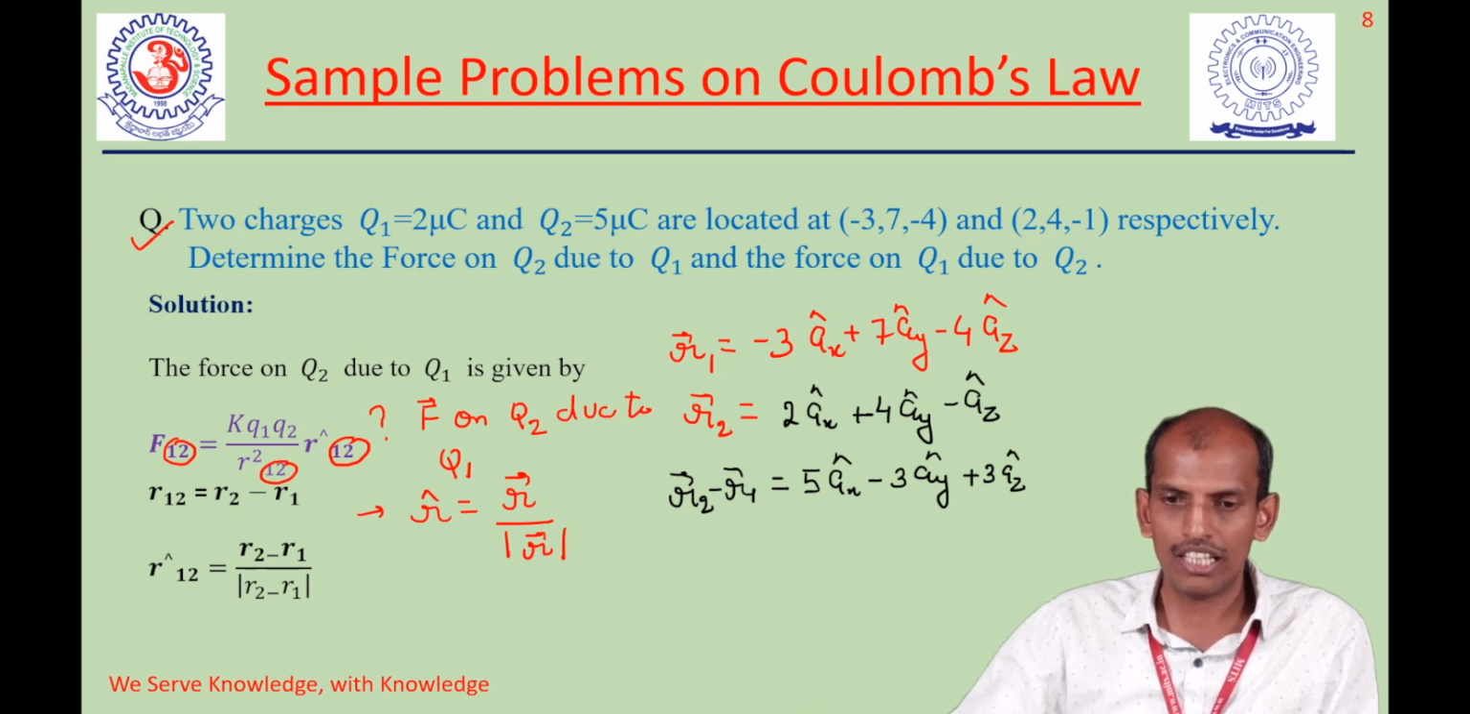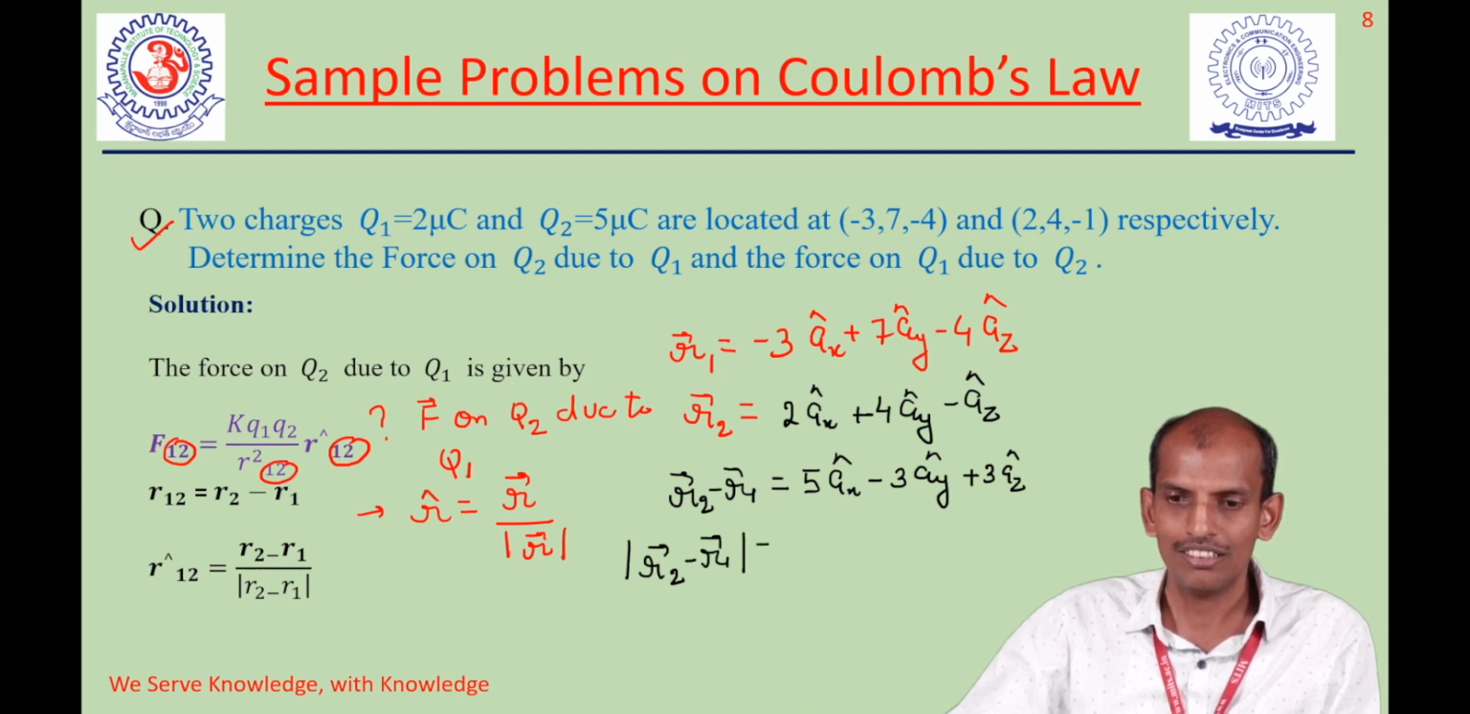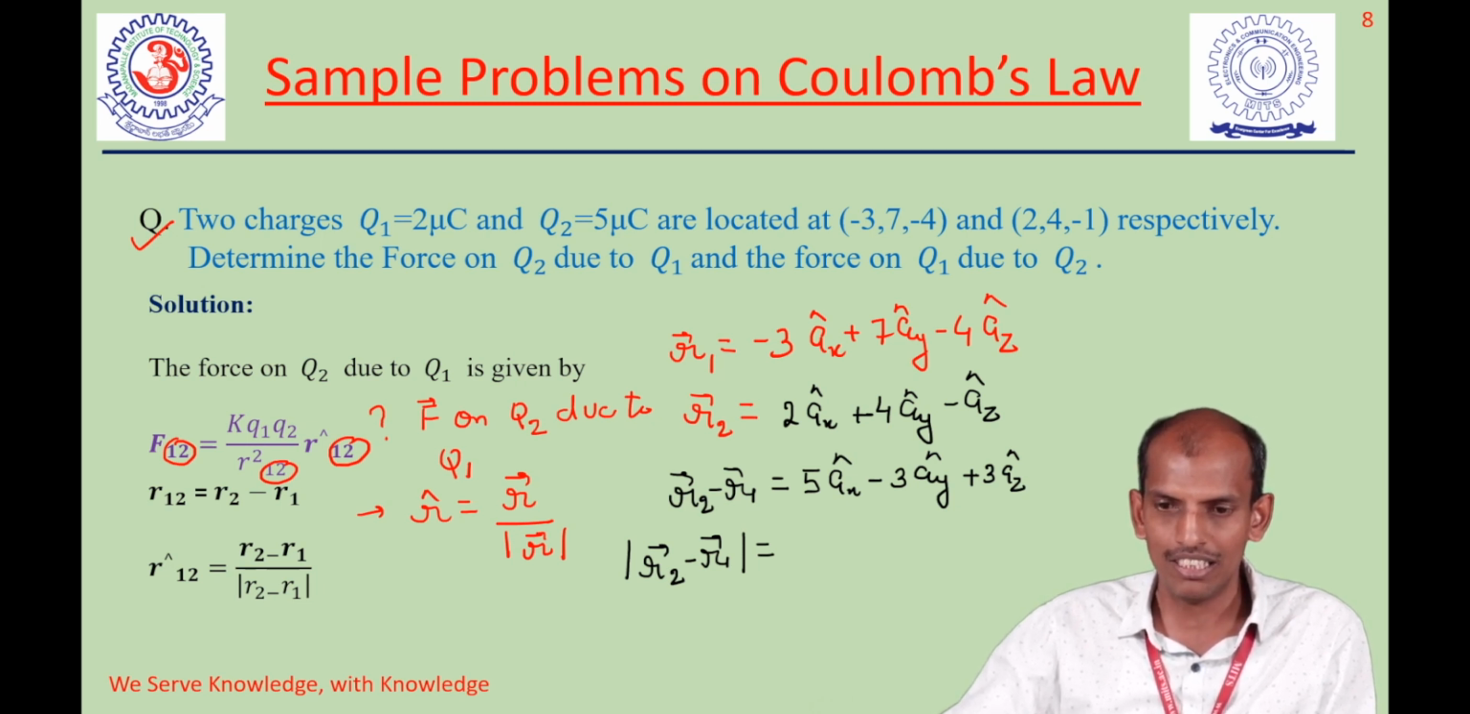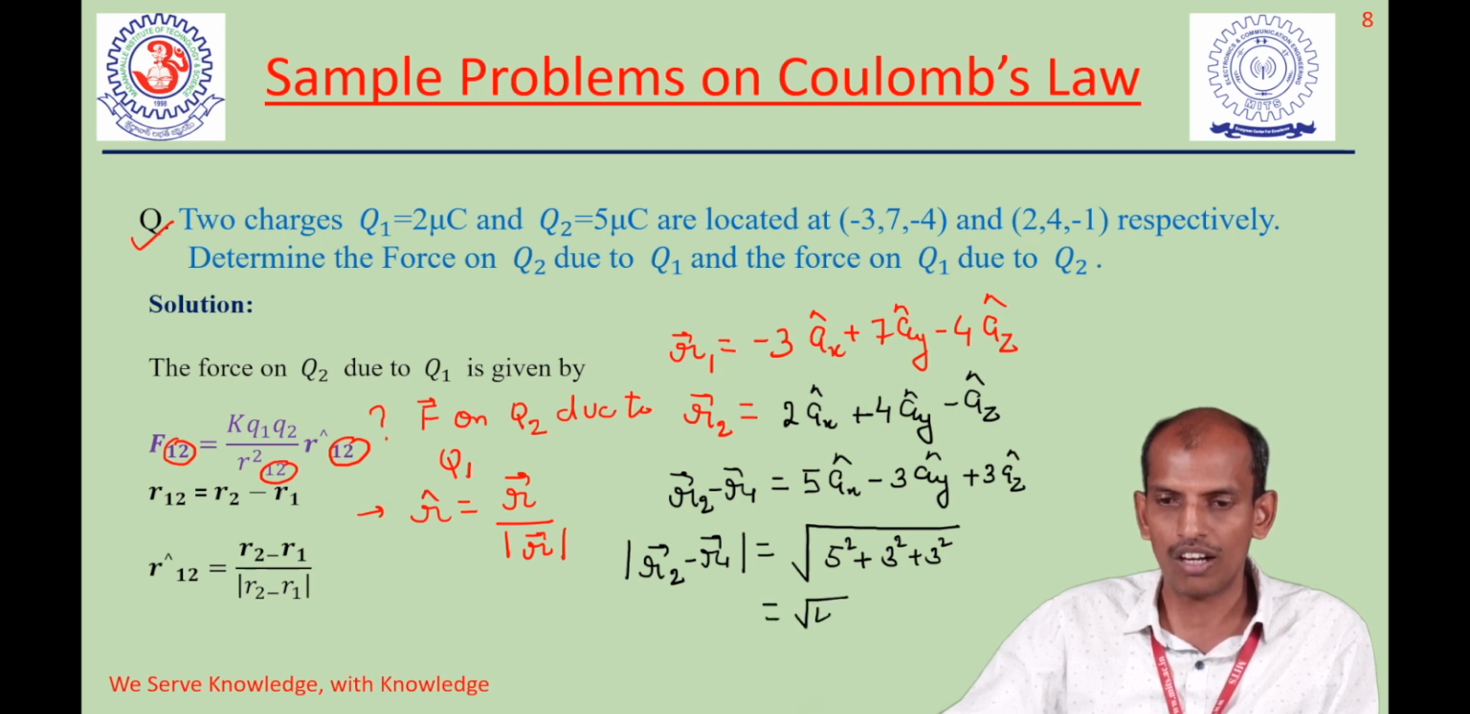Then it's very easy to compute the modulus of R2 minus R1. You can think of how to do it. We square each component and add them, then take the square root. So 5 squared plus 3 squared plus 3 squared becomes 25 plus 18, which is the square root of 43. So we have got the expression of R2 minus R1, and we have got its modulus. Then it is very easy to find R12 hat.